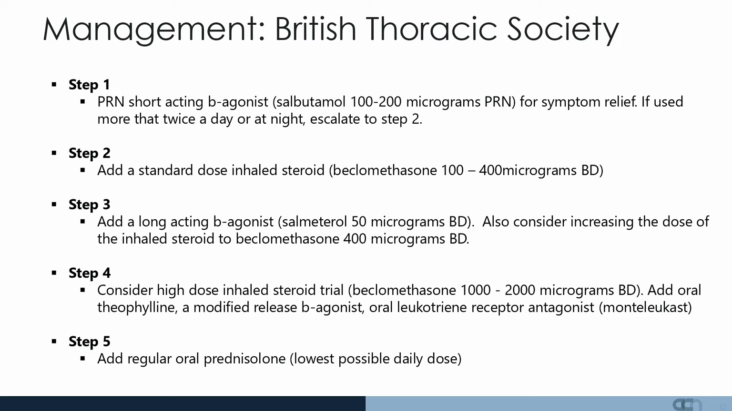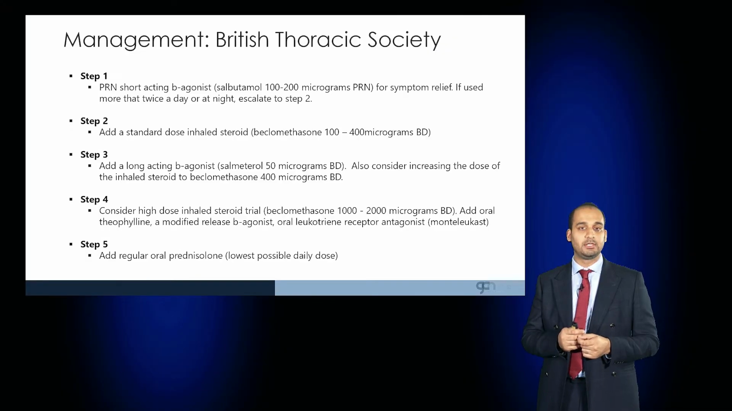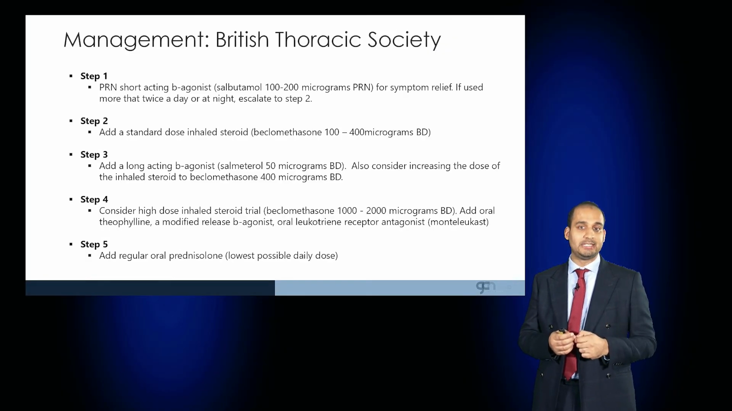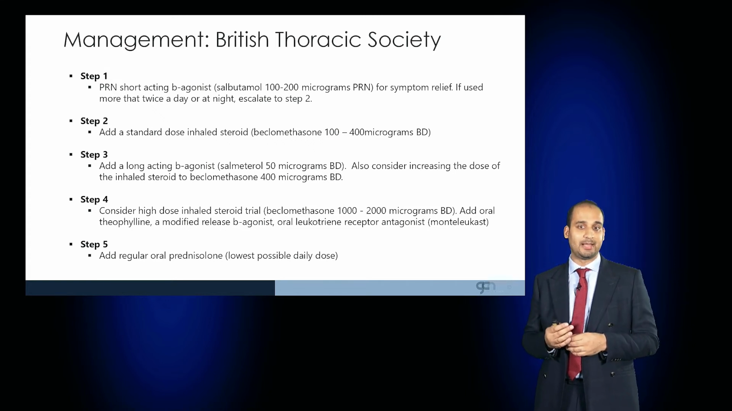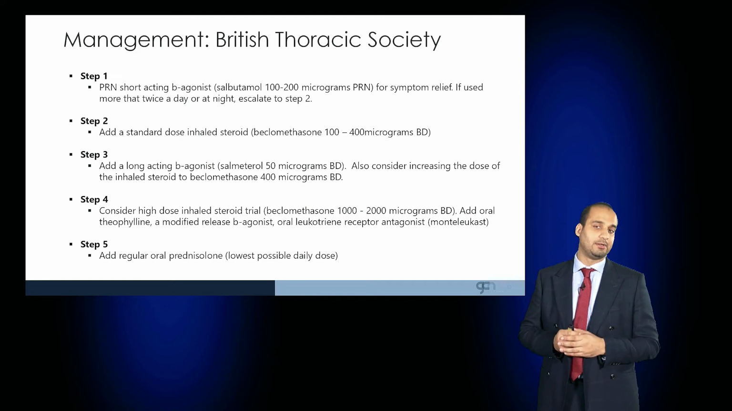In step 4, for patients who still require additional therapy, higher dose steroids can be used, oral theophylline can be added, a modified release beta agonist or an oral leukotriene receptor antagonist such as montelukast can be used. And the 5th step of the BTS guidelines is to add regular oral prednisolone, the lowest daily dose possible.